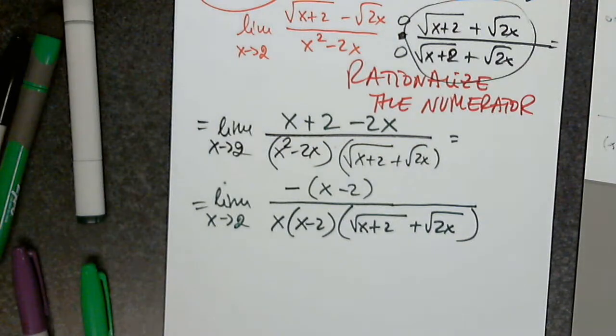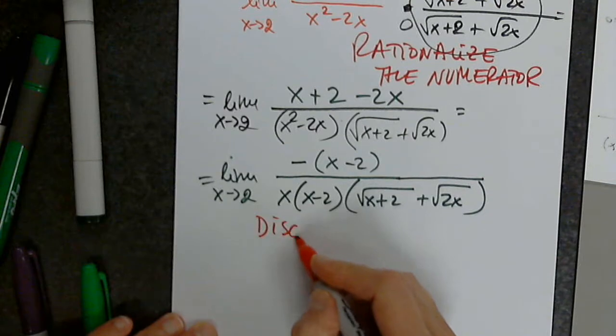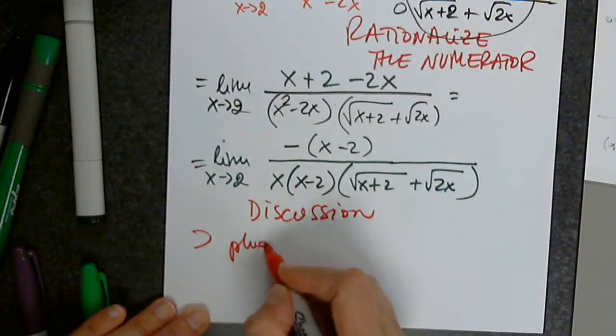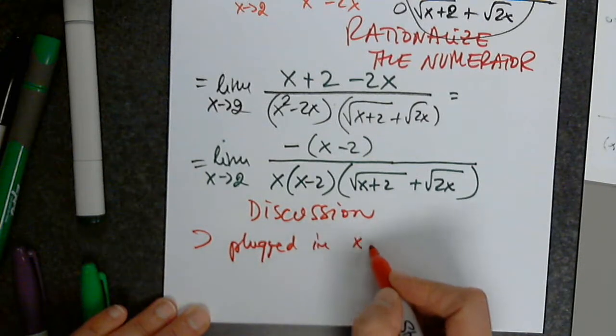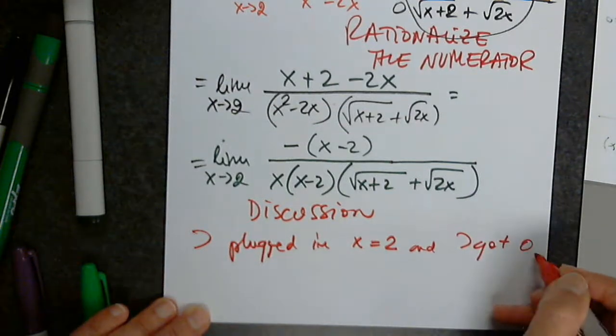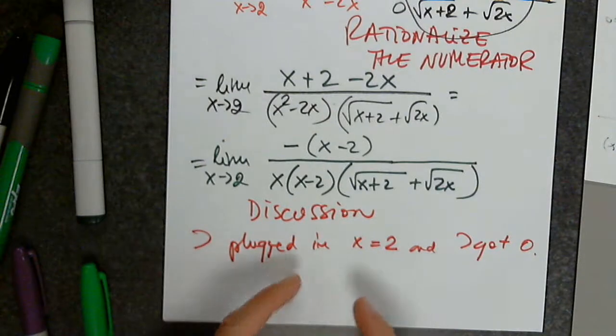Since we plugged in, I want to stop here for a moment and just have a little discussion. I plugged in x equals 2, and I got 0. What does that mean? When in an expression I plug in x equals 2 or x equals 5 or x equals negative 3 or whatever number you want, and I get 0, what does that mean? What does that say about the expression?